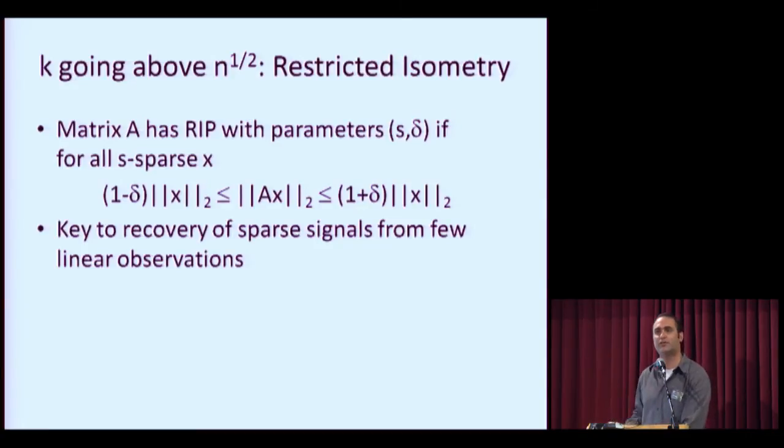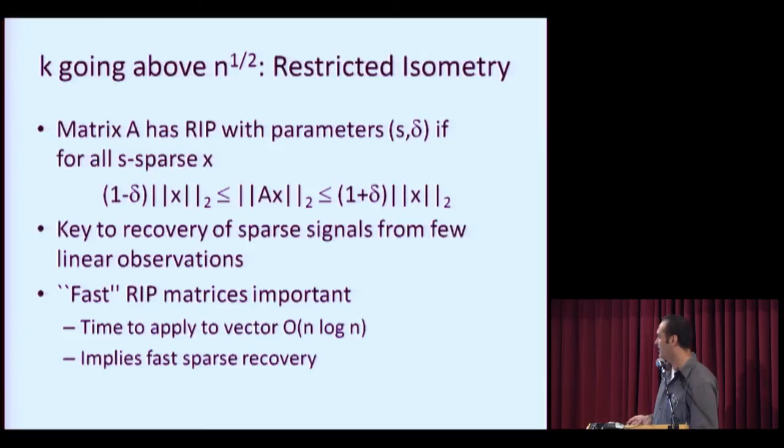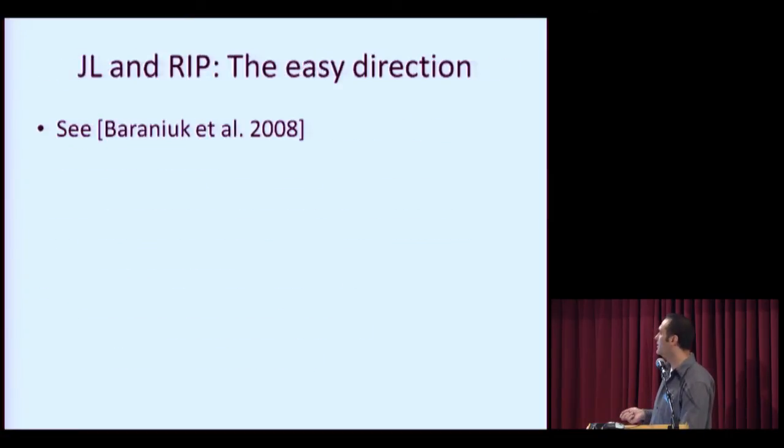And there are all these great ideas of a single pixel camera and compressed sensing, which I think Asimov would have probably been very excited about if he were alive. Okay, so for this theory, it's also important to have a fast RIP matrix, a matrix A with this property that you can apply to a vector quickly, because it will also imply that you can do fast recovery of sparse signals. So what's the connection between this JL and RIP? It seems like they're very much related.